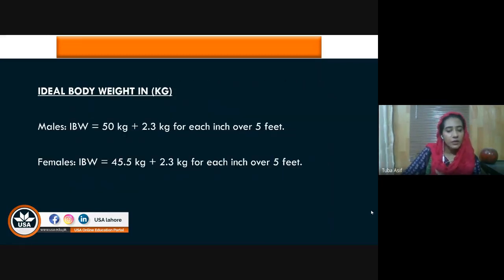Here I have given the equations to determine the ideal body weight for male and female. They vary, and there are certain constants. In the male, the ideal body weight is calculated by adding 2.3 kilograms for each inch over 5 feet to 50 kilograms, and for female it is by adding 2.3 kg for each inch over 5 feet to 45.5 kilograms.